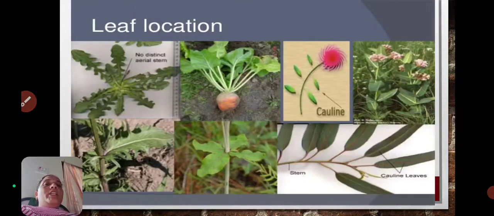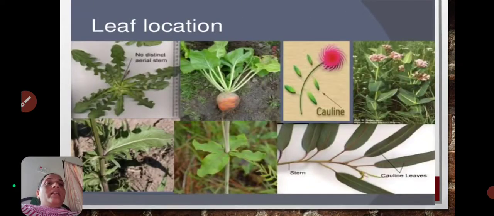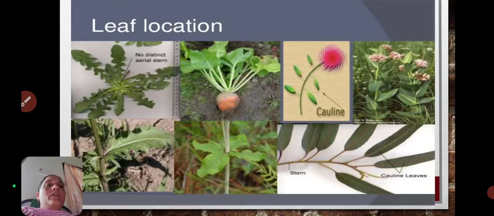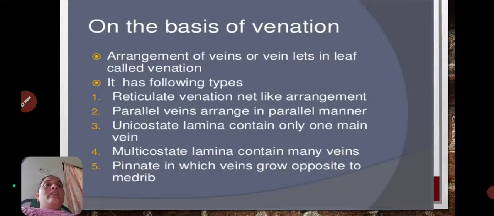Then leaf location. Okay, the leaves are present on the stem. Depending upon the stem, the leaf location may be cauline. Cauline means attached to the stem, called cauline leaves. So this is the stem. Okay, the leaves are arranged like this. So no distinct aerial stem is there here in the leaf location, yet the cauline leaves are there.